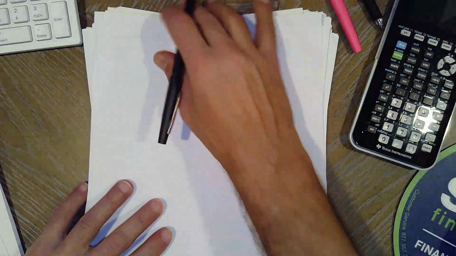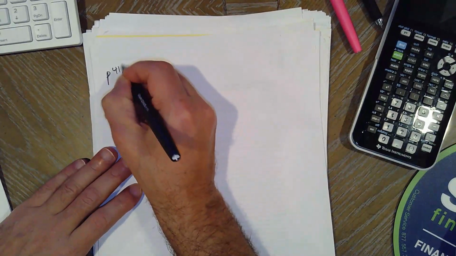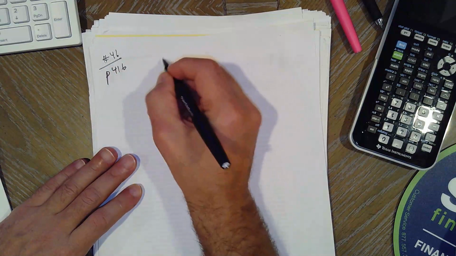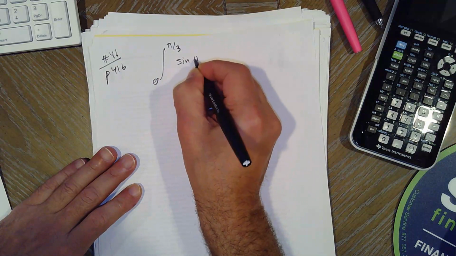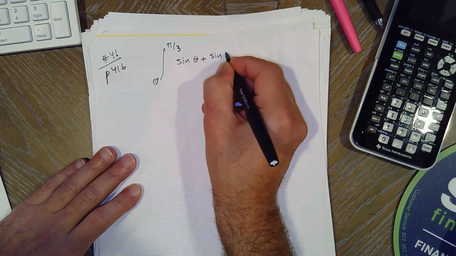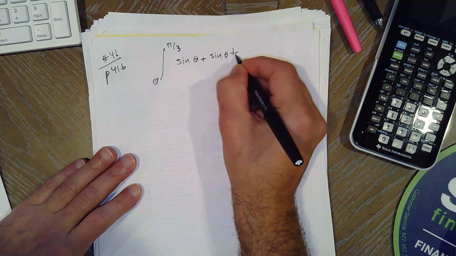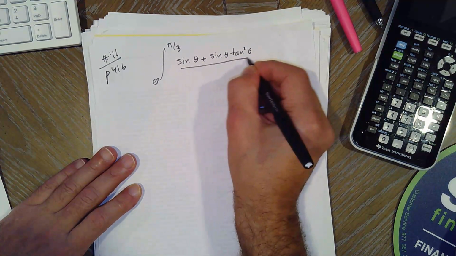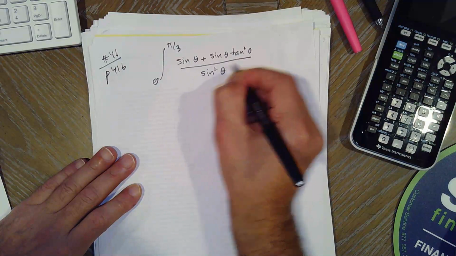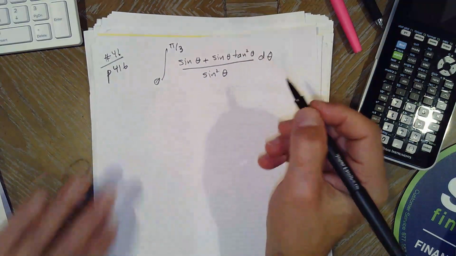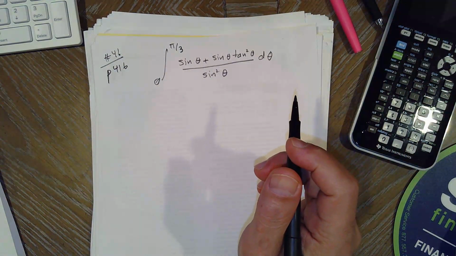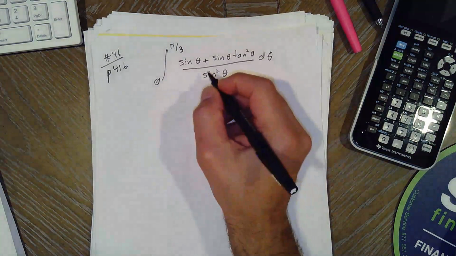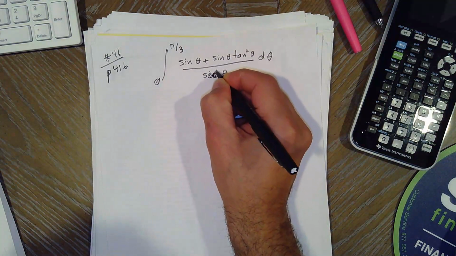46. Page 416, number 46. Integral from 0 to pi over 3 of sine theta plus sine theta tangent square theta, divided by secant square theta. You know, I always tell my calc students, you do your algebra, you do your trig first, then the last thing is your calculus. Okay. At the bottom it's secant square, sorry, secant square. So please fix that, secant square.